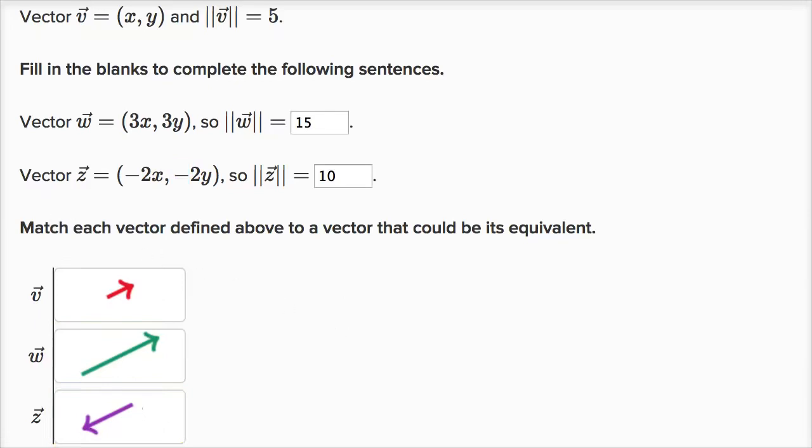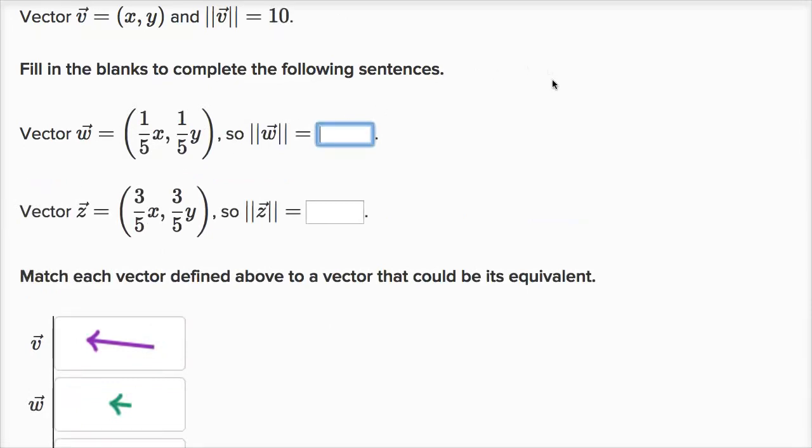Let's do one more of these. So let's do this one here. So here we have a vector v again. It has a magnitude of 10. And it says fill in the blanks to complete the following sentences. Vector w now. So now vector w, it's taking each of the components of vector v and multiplying them by 1/5. So you can view vector w as being equal to the scalar 1/5 times vector v. And so the magnitude of w is going to be 1/5 the magnitude of v.